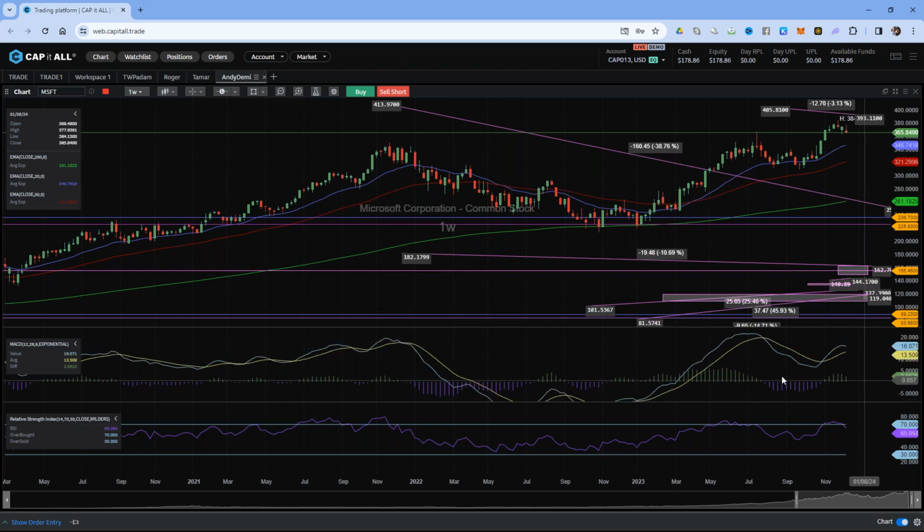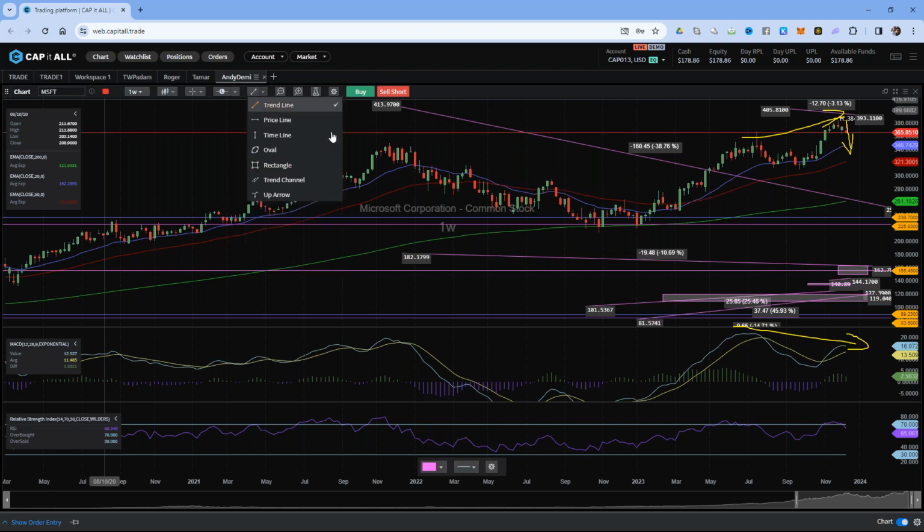Also, there is some divergence here. Okay, so let me point it out to you. This market has made a new high that MACD has not. So that to me points lower. Okay, that's the most likely.